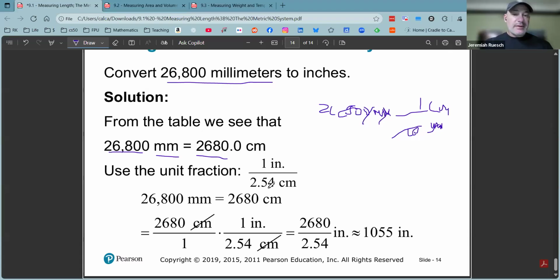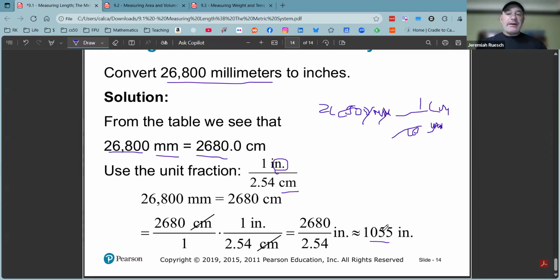And then using this relationship, again, I want it in terms of inches. So the inches go on top, the centimeters go on the bottom. And so if I multiply 2,680 centimeters by 1 inch, I get 2,680 inches. And then I'm going to divide by 2.54 so that the centimeters can cancel out. So you get roughly that it's 1,055 inches.